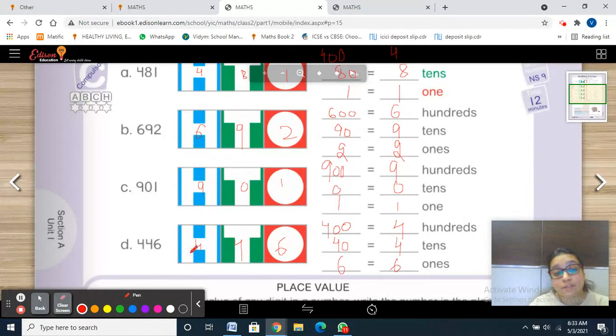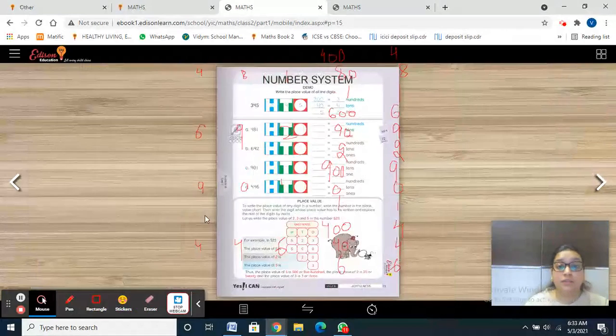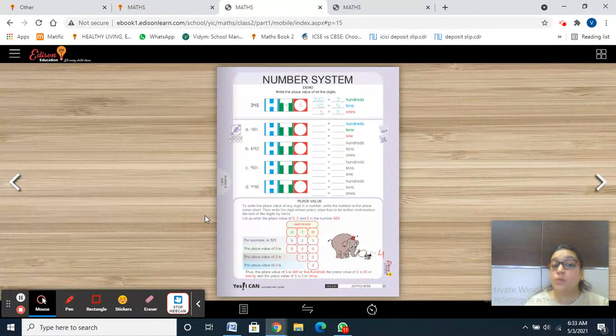So you can see 4, 4. But this 4 and this 4, the place values are different. But the face value is 4. Okay. So in this way, you are going to do module 9 on page number 15. Okay, this is your work.